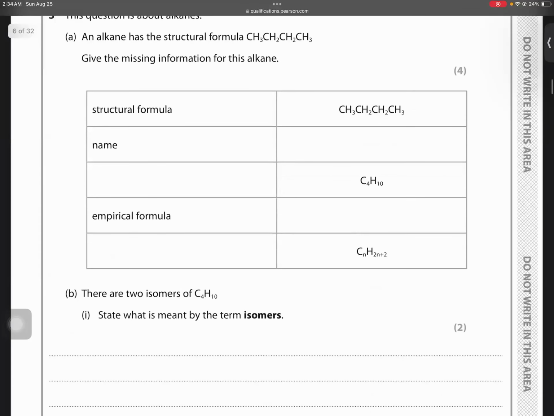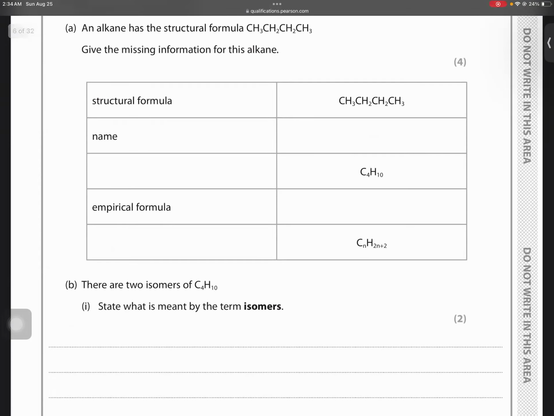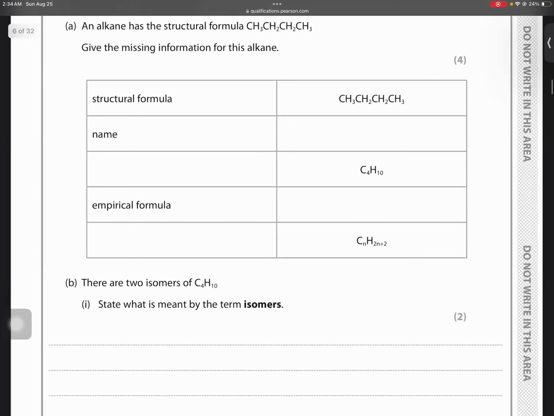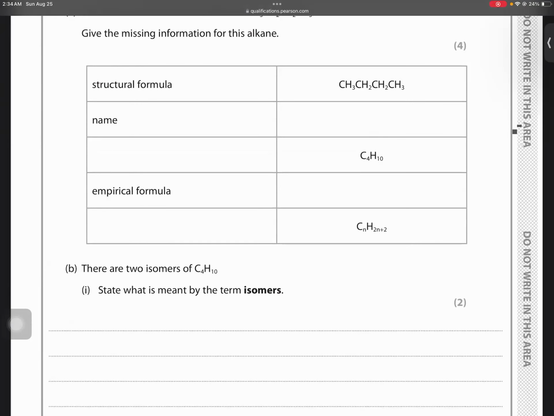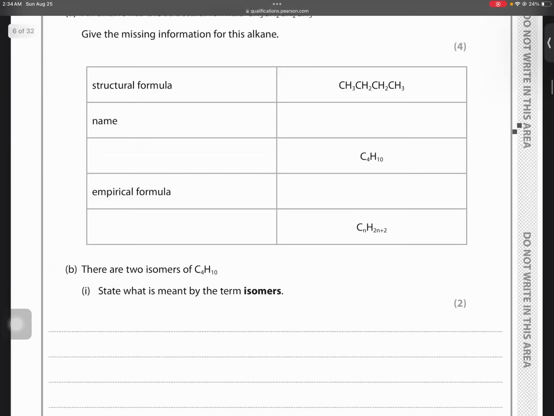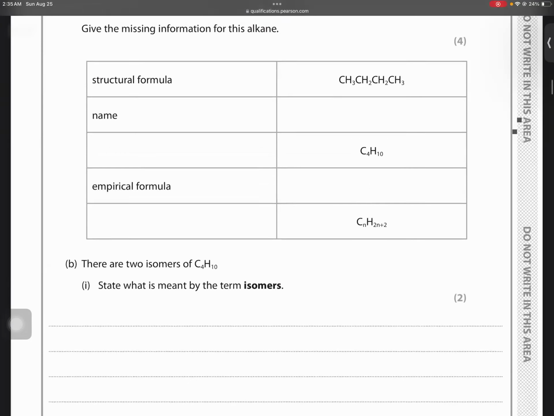And CnH2n+2 is what? It is the general formula. So you are supposed to write the general formula.